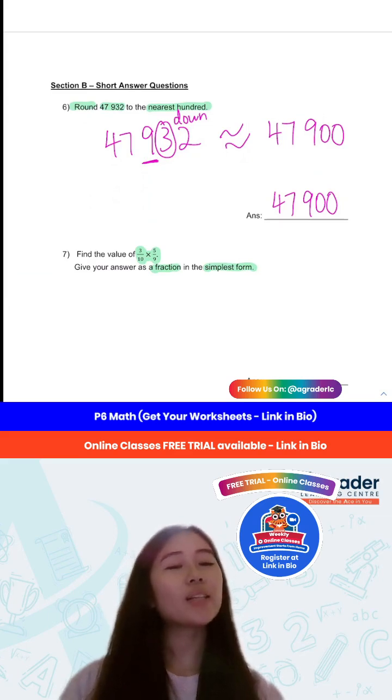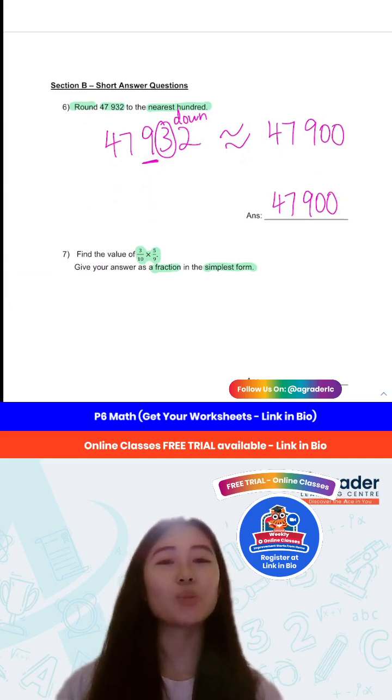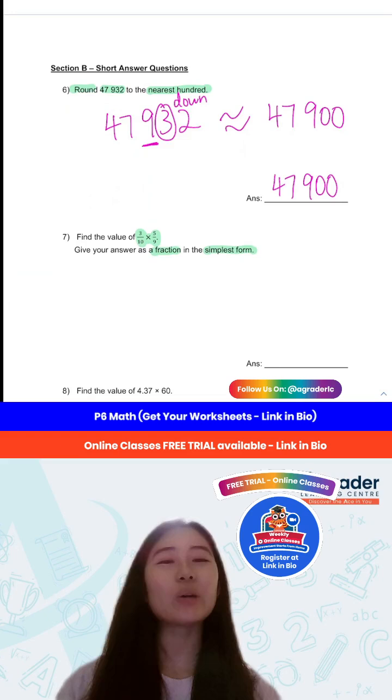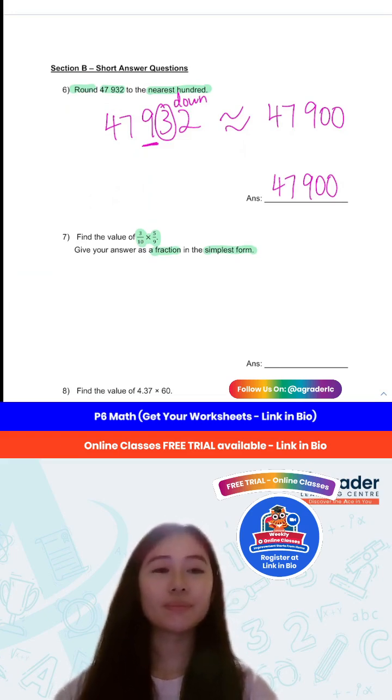Slack queen, your answer can't be 15, eh? 15 is a whole number, but the question said that it must be a fraction. Okay, slack queen, it can't be a whole number. It has to be a fraction.